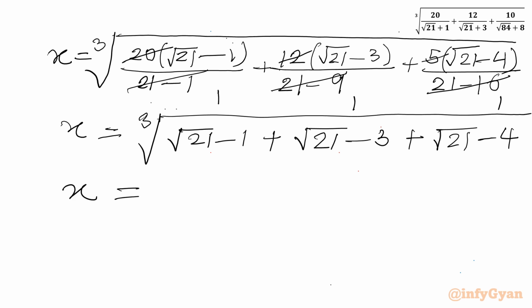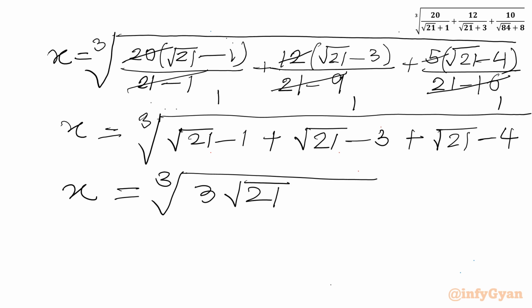So x will become the cube root of 3 root 21 minus 1 minus 3 minus 4, which is minus 8. Now we have to find out the cube root. So let me consider Simon's favorite factoring trick. Let us consider cubing both sides first. So I will write power 3, this side also power 3. Cube root and cube will cancel.